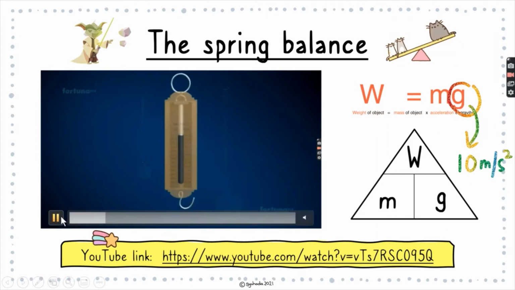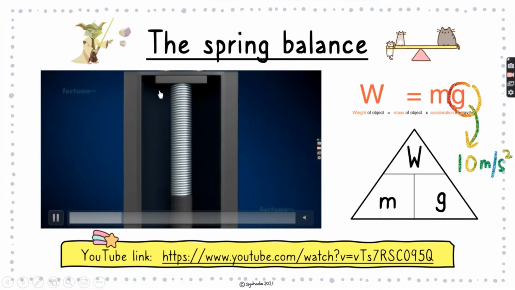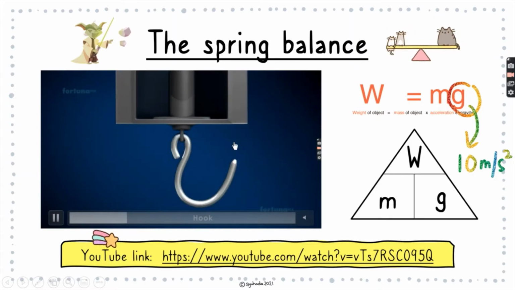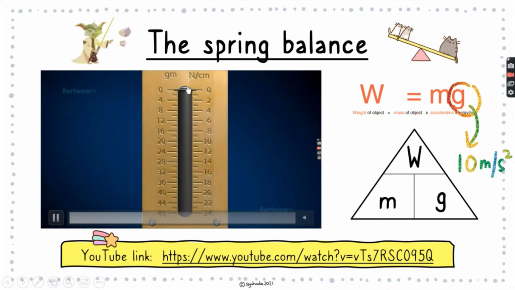So how does this spring balance work? The spring itself has a steel spring in the middle, and then it has this hook that is attached to it. So what you can do is add a load here, and that load will get the spring to stretch down. Because of the force of gravity pulling the spring downwards, you can see the dial over there, and it moves. Whenever it stops moving, that would be the force that you're looking for.